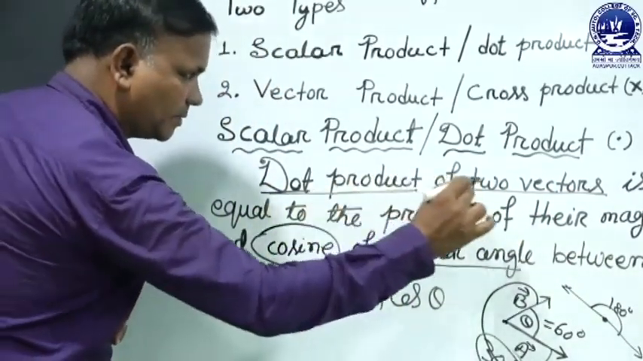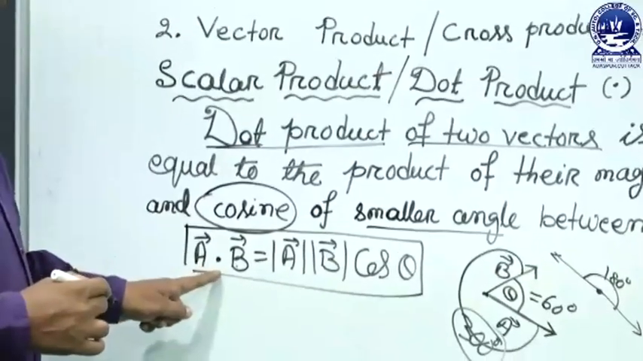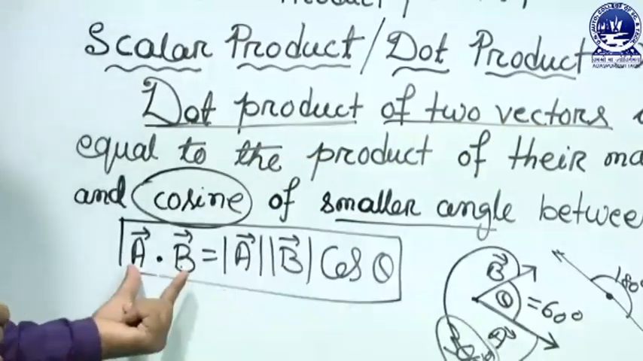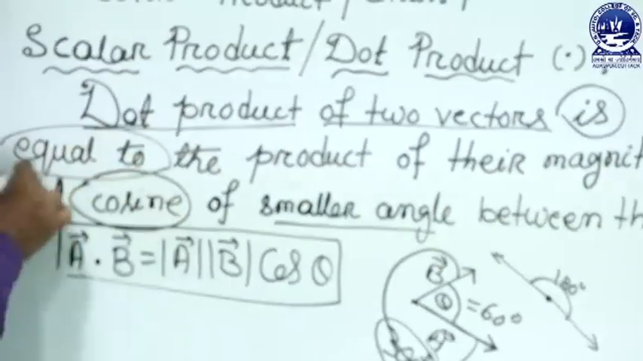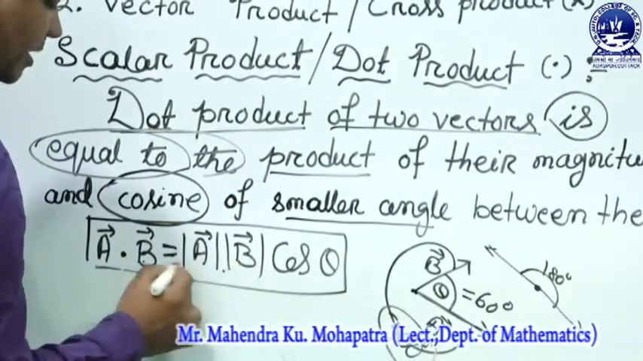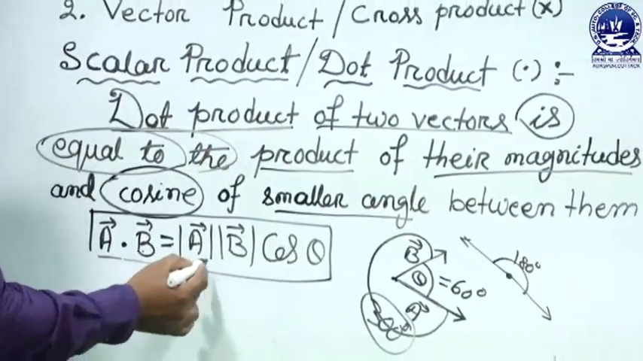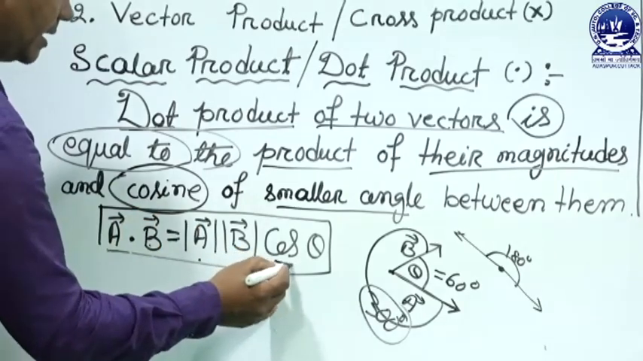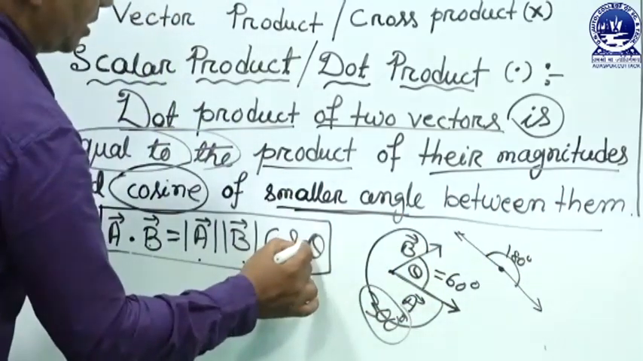That means the definition of the dot product is the formula: the dot product of two vectors, A and B, is equal to the product of their magnitudes, that means the magnitude of A multiplied by the magnitude of B, and the cosine of the smaller angle between them. This is the smaller angle between them.